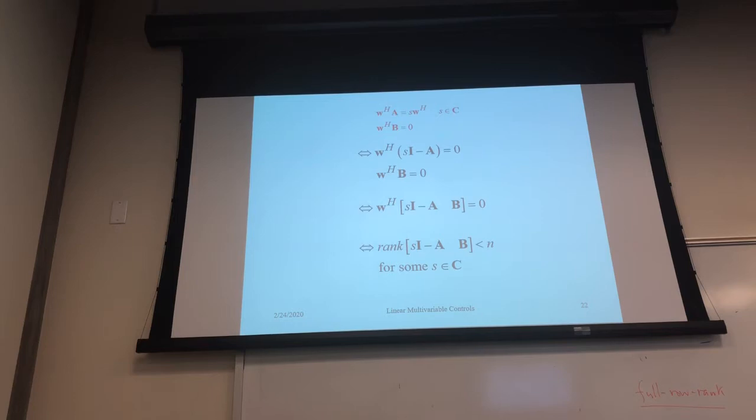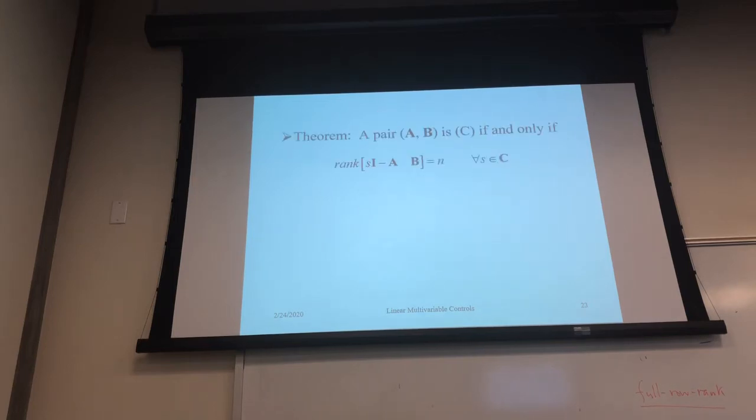But now remember, we argued so far that A and B matrices are considered a controllable pair if and only if this rank is full row rank. And remember, this is so hard. It's for all S, so you need to check all of S. S is a complex number. So this is actually useless.